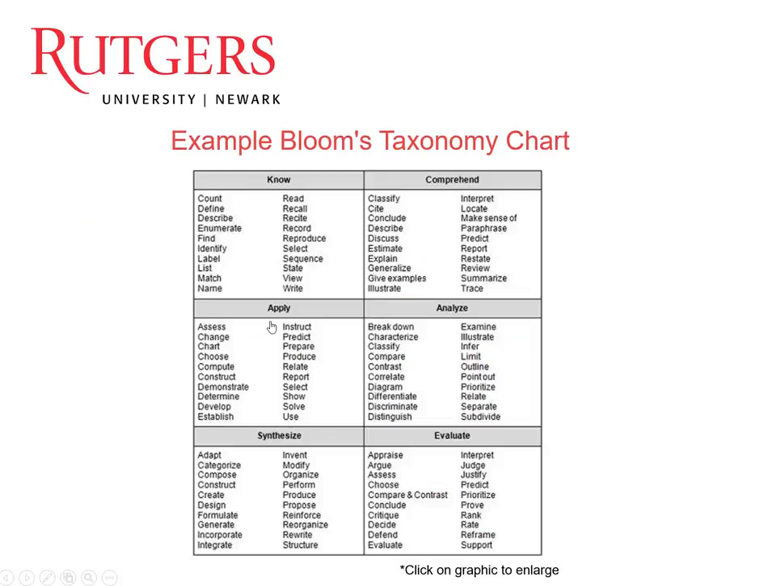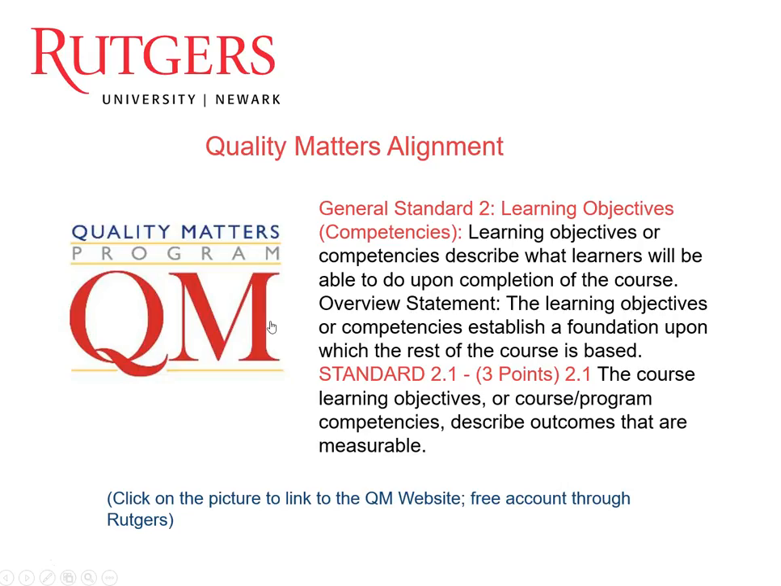Here is an example of the Bloom's taxonomy chart. You can also Google this very easily. It's very easily available. And so when you are looking to design your course to make sure that it is following Quality Matters standards, designing your course learning objectives is one of the standards that you will have to meet. You can click on the QM logo here and you can be directed to the QM website. We do have a free account here at Rutgers.